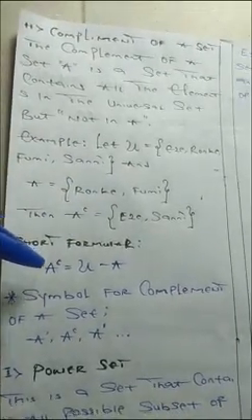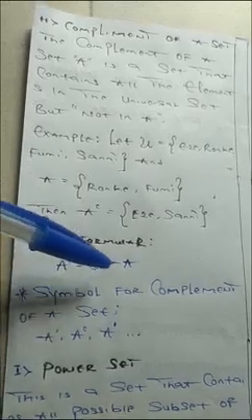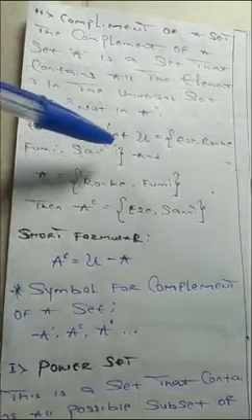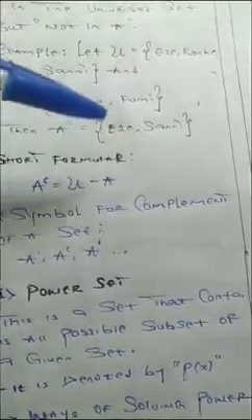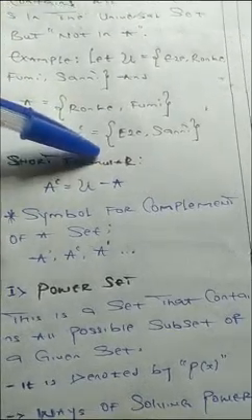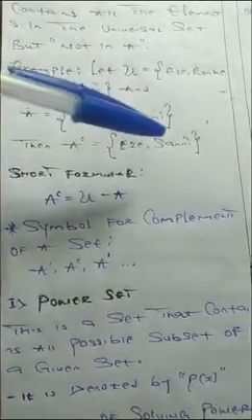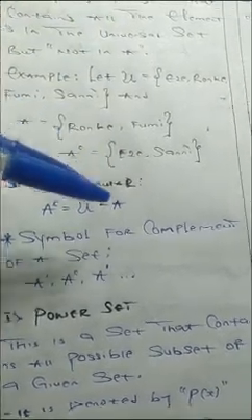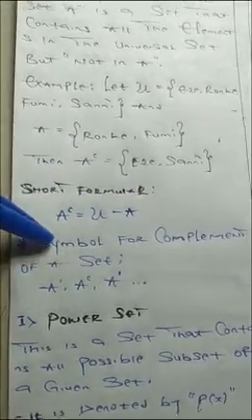Now we have a short formula. For you to get a complement of a set, you say A complement is equal to the universal set minus A. That means if I subtract A from the universal set, I will get my A complement. If I subtract, Runke is gone, Fumi is gone. What's remaining? Eze and Sani. So this is just the short formula for the complement of a set.